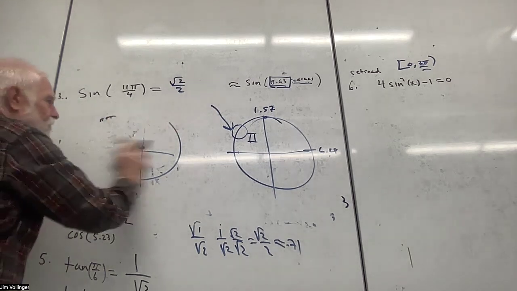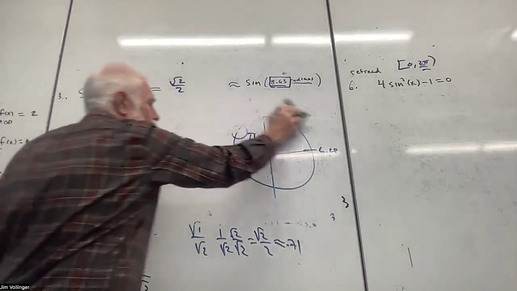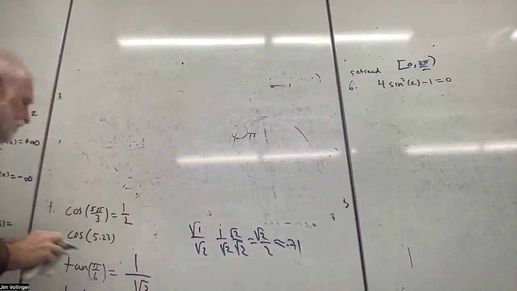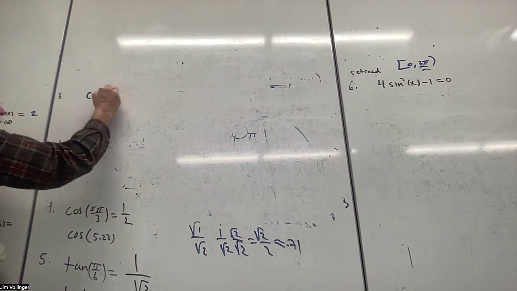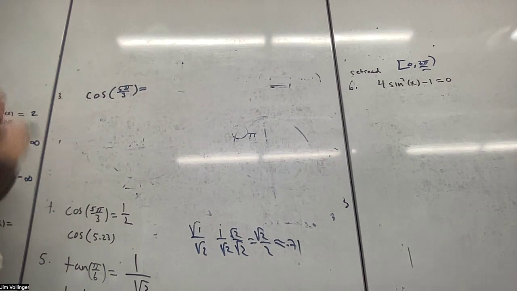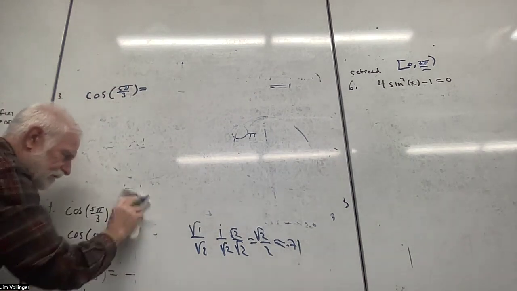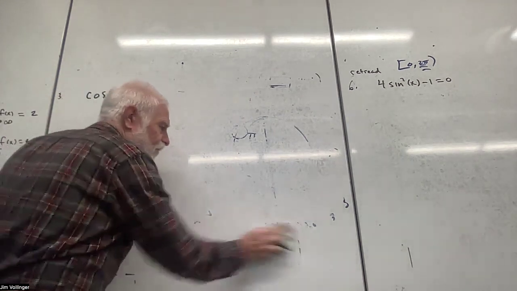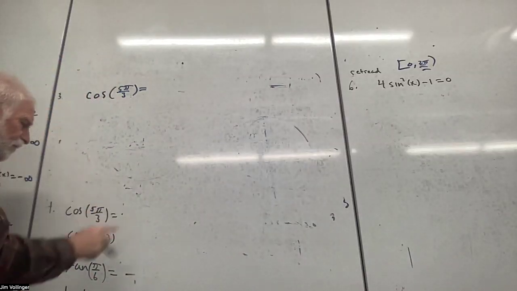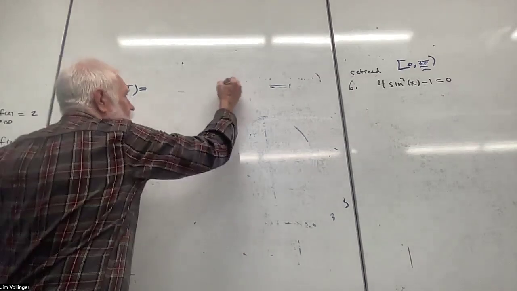All right, so now cosine. Cosine of 5 pi over 3. We'll do that in a second. I started this yesterday and had to stop again, so I've already done some values, but let's get them from scratch. So cosine of 5 pi over 3 is cosine of 5.23.